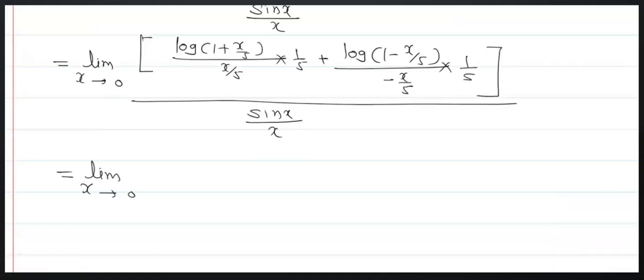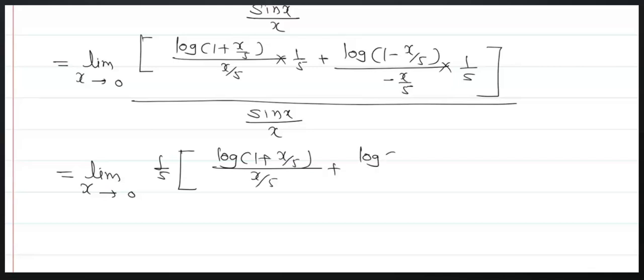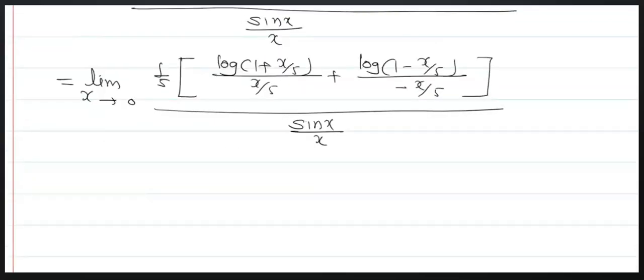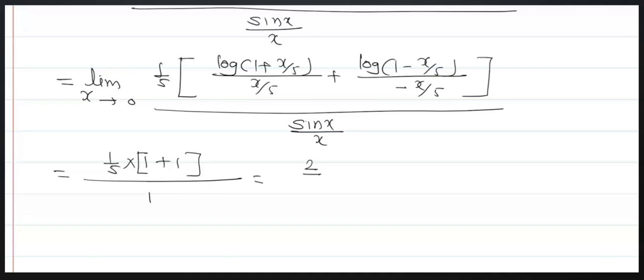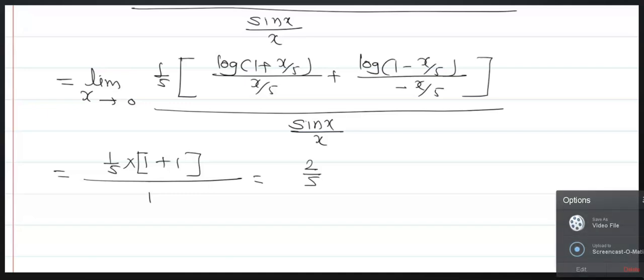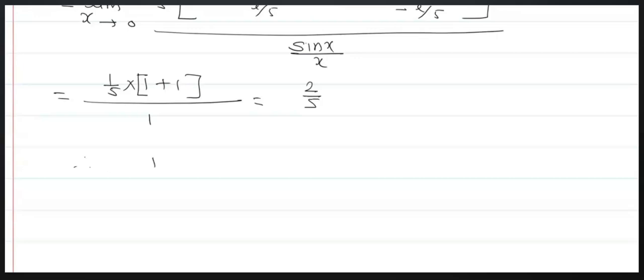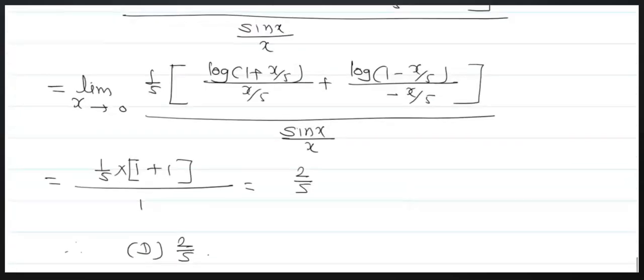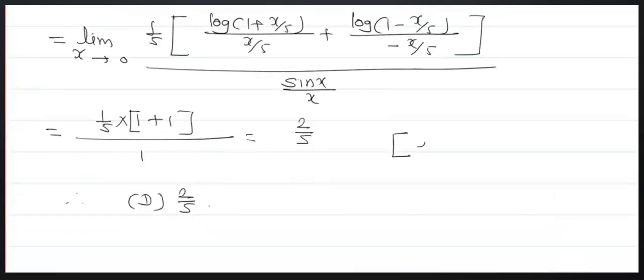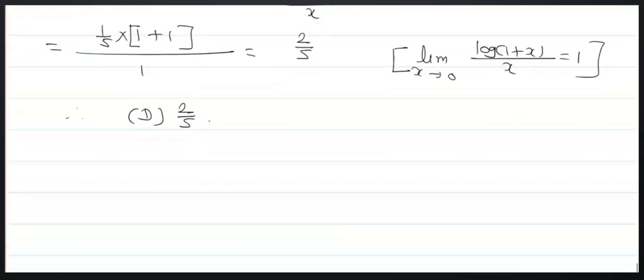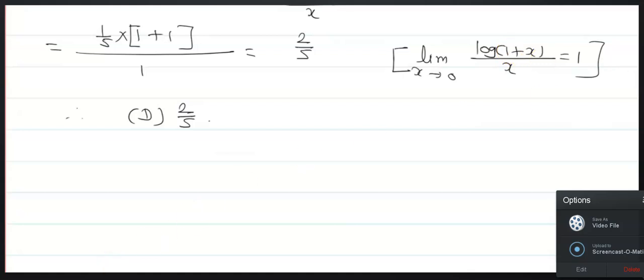Therefore, you will get 1 by 5 common, which is 2 upon 5. D is 2 upon 5. Log of 1 plus x upon x, as limit x tends to 0, the limit is 1.